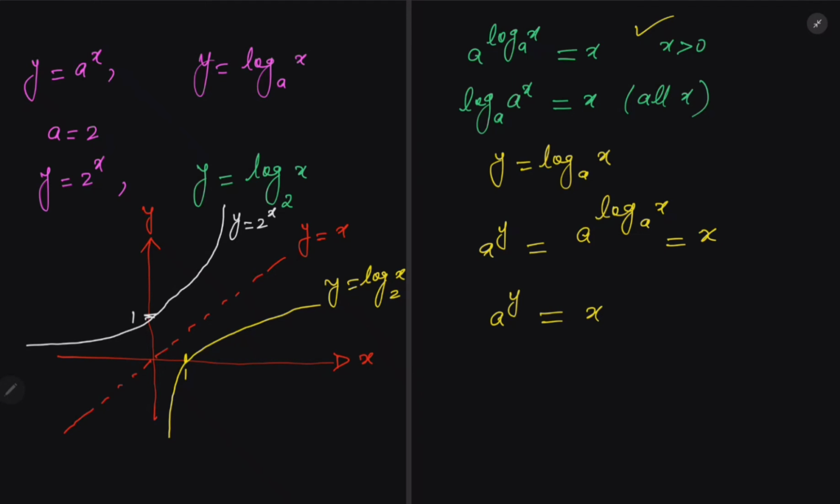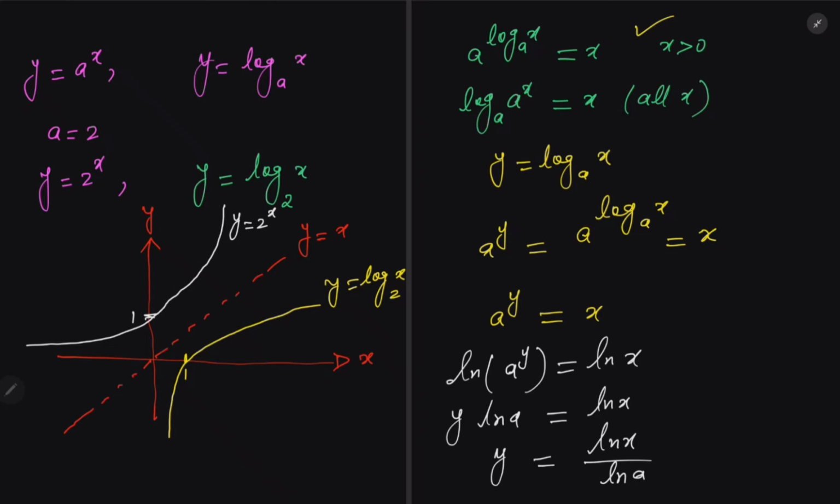Now I apply natural log on both sides: natural log of a raised to power y, natural log of x. And we have y natural log of a is equal to natural log of x. And from here, y will be equal to natural log of x divided by natural log of a. And what was y over here? y was log base a of x. So log with base a of x will be equal to natural log of x divided by natural log of a. So that's how we find another result.